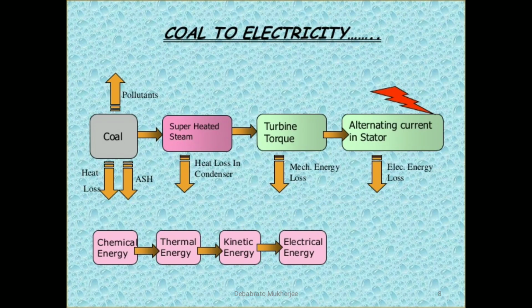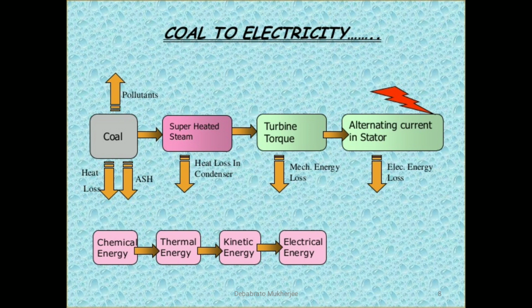From coal, electricity is produced. How? This is the block diagram. You can see chemical energy is converted to thermal energy, then to kinetic energy, then to electrical energy. Coal, which has chemical energy, is given to the superheated steam, where thermal energy takes place.